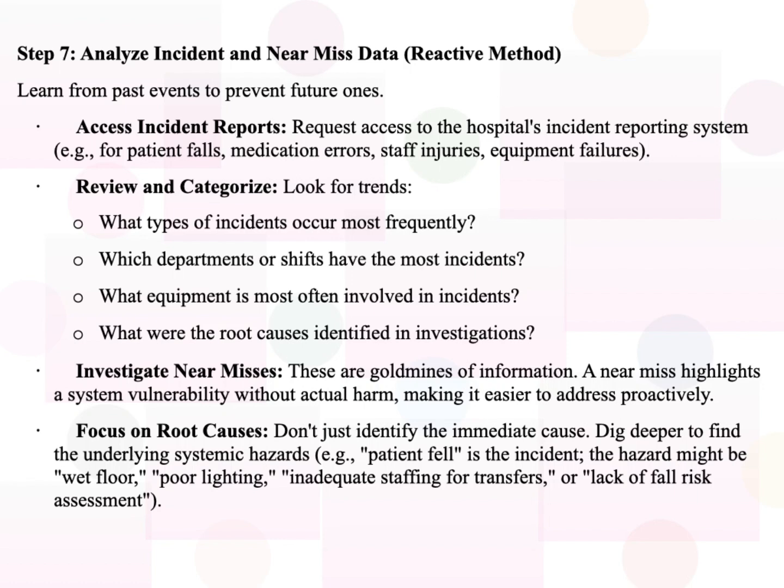Investigate near misses. These are gold mines of information. A near miss highlights a system vulnerability without actual harm, making it easier to address proactively. Focus on root causes. Don't just identify the immediate cause. Dig deeper to find the underlying systemic hazard. For example, patient fall is the incident. The hazard might be wet floor, poor lighting, inadequate staffing for transfer, or lack of fall risk assessment.